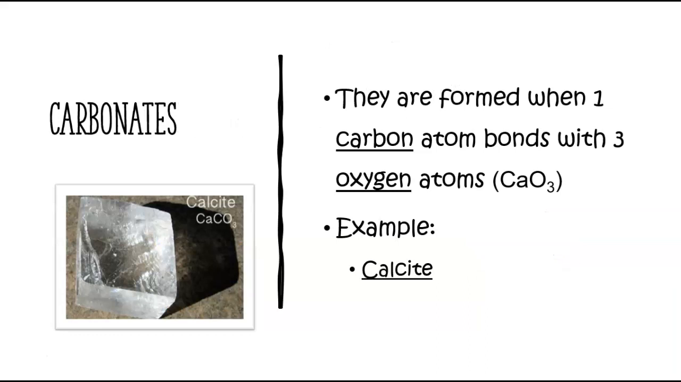Another type of non-silicate is carbonates. These are formed when a carbon atom bonds with 3 oxygen atoms. So one example of that is CaCO3. And one example of this type of mineral would be calcite, which you can see a picture of to the left there.